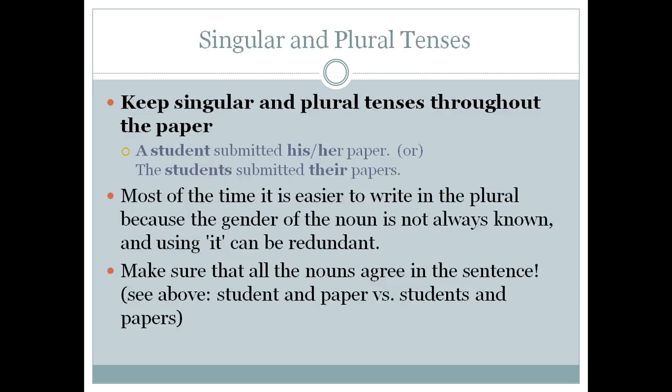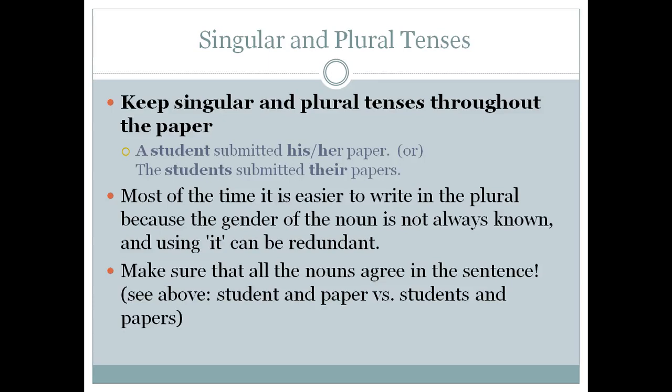This is a real common writing mistake, keeping singular and plural tenses. And I mean singular and plural as in subject-verb agreement. So for example, a student submitted his or her paper. You have one student, therefore you have to say his or her. If you want to go plural, then you say these students submitted their papers, and you can see that students, plural, agrees with their, plural.